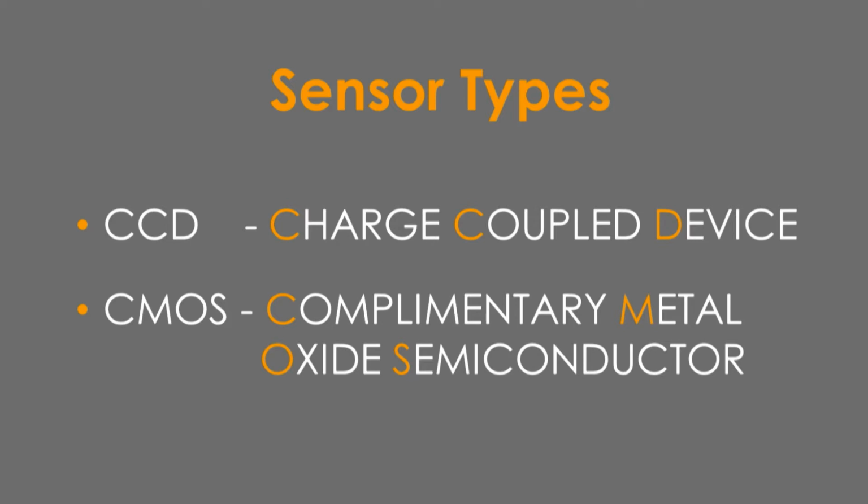We now move on to the sensor types. You have the CCD sensors and the CMOS sensors. CCDs are in entry level and basic cameras. CMOS is a more sophisticated sensor which you find in later higher end cameras.